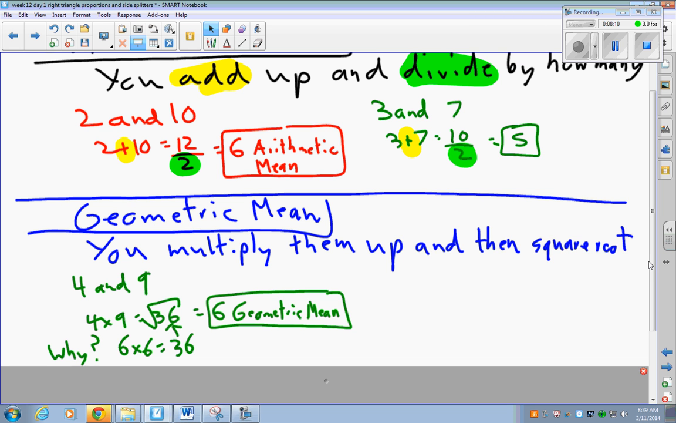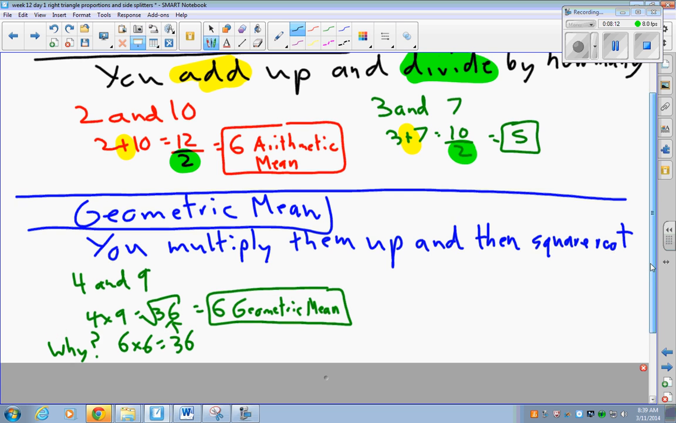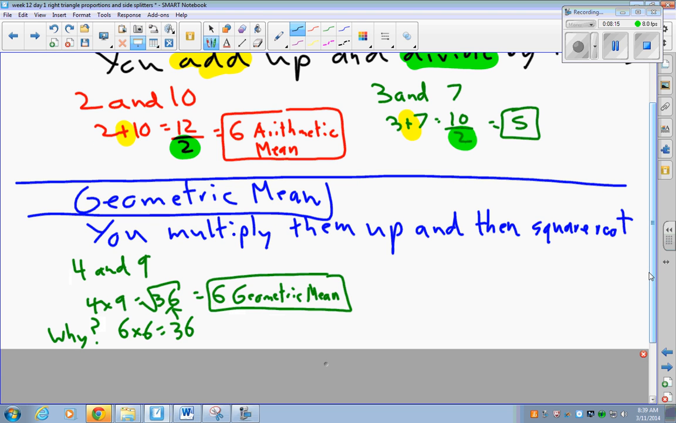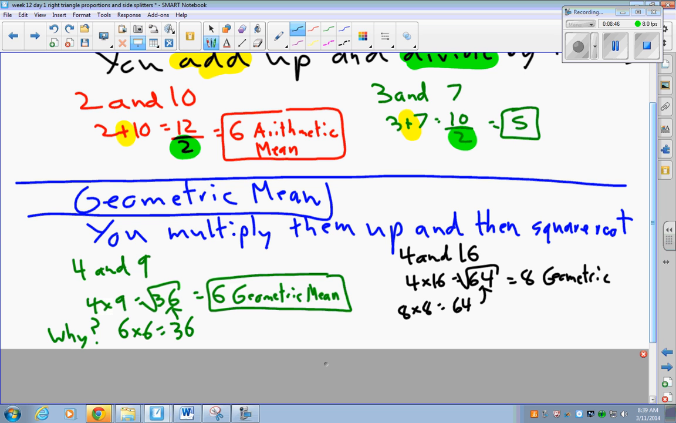You could do another one, and you could do something like, let's do 4 and 16. So what times itself is the same as doing 4 times 16? So the way you get this is 4 times 16 equals 64. Square root it, 8. That's your geometric mean. And the reason is because 8 times 8 is the same as 4 times 16.